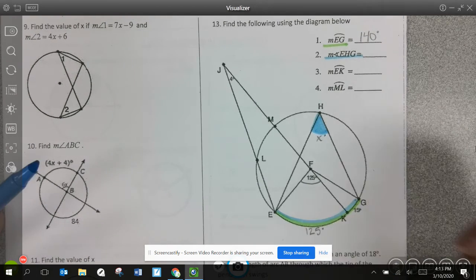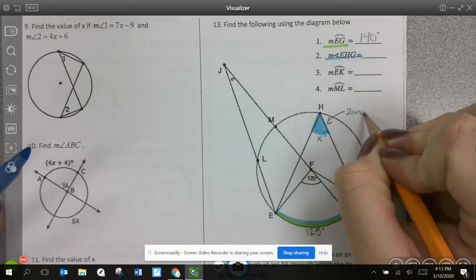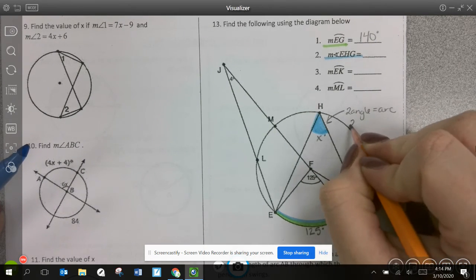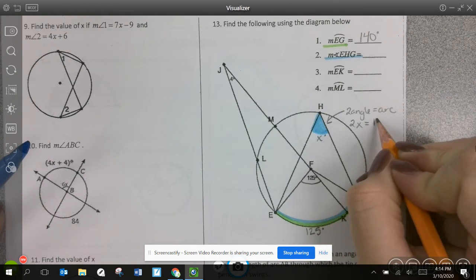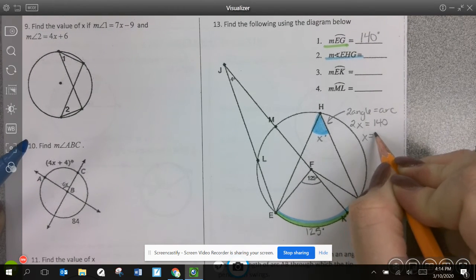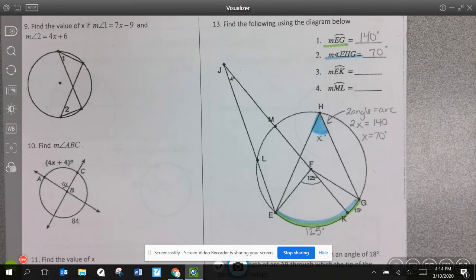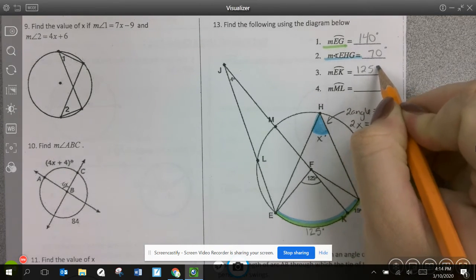Well, what do I know about this angle? I know that it's an inscribed angle, and my formula is 2 angle equals the arc. I don't know my angle, that would be an X, and my arc that it created was that 140 that I just found. So when I divide by 2, that angle is 70. Arc EK, we've found that one already. It's 125, so there's an easy one for us.